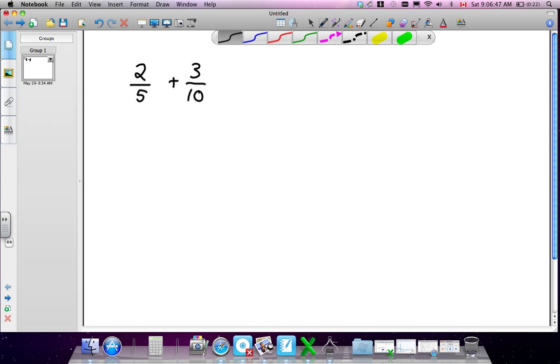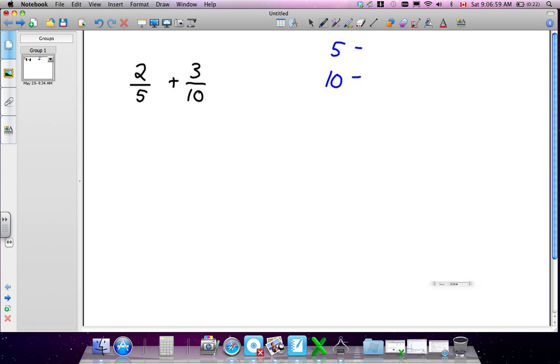It's called greatest common multiple, right? So I put down 5 and 10. Sorry, lowest common multiple. I do the multiples of 5. So you know what I can do? I can even make a little chart. Actually, that's what I'll do right now.